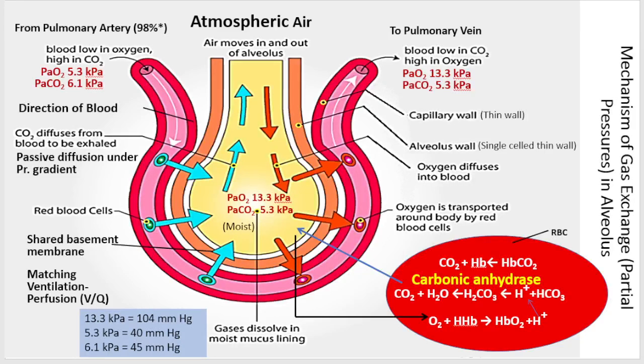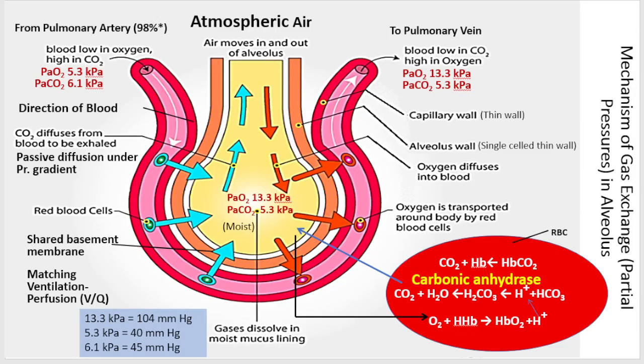Gas exchange in the lungs is driven by differences in partial pressures. In the alveoli, oxygen and carbon dioxide move by simple diffusion. That is, they move from the area of higher pressure to the area of low pressure. In the alveoli, oxygen has a higher pressure, that is 104 millimeter of Hg.